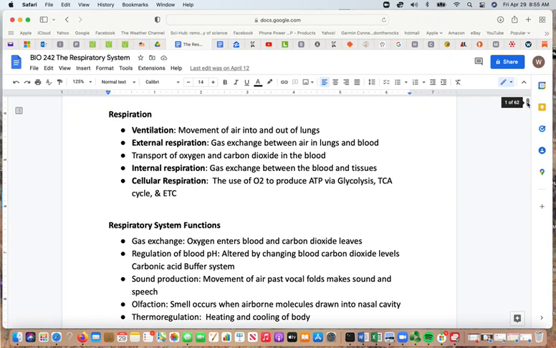Cellular respiration is going to look at how the cells use the oxygen to produce ATP. This is where you look at things like glycolysis, the TCA cycle or Krebs cycle, and the electron transport chain.